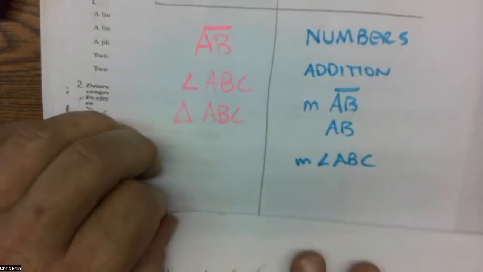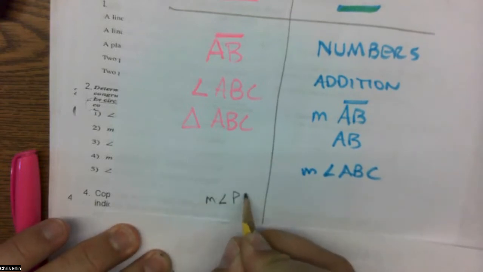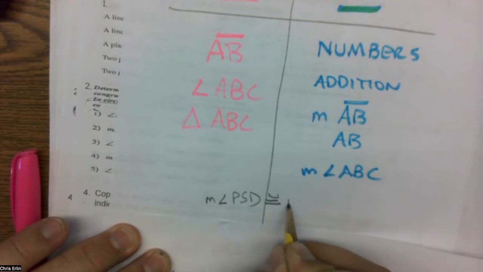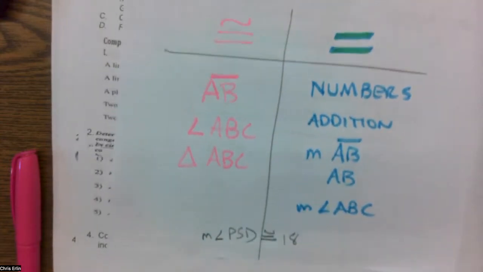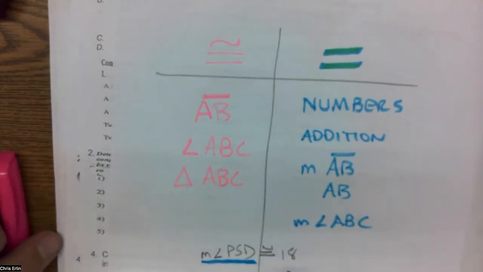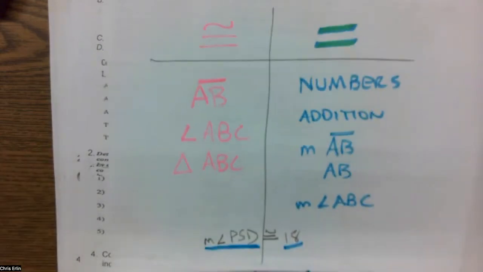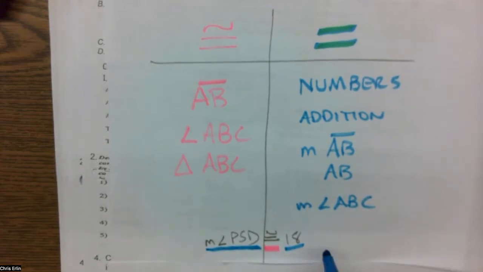Okay, what about the next one? Next one says measure of angle PSD is congruent to 18. When I say the measure of PSD, is that pink congruence or blue equality? That's the measure, so that's blue. What about congruence? That's pink. What about the number on the end, 18? Blue. So is this all the same color or are we all mixed up? We're mixed up. So what do we say about this expression? Invalid.